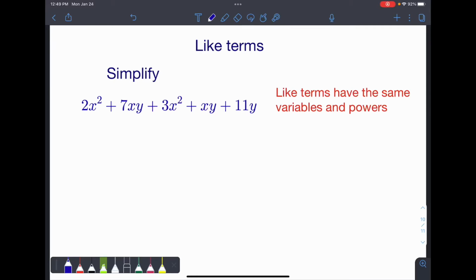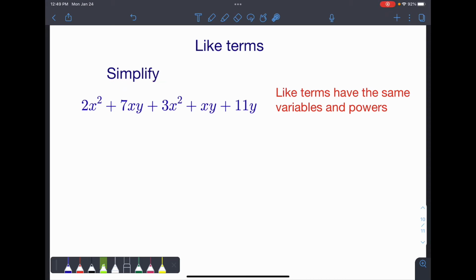All right, let's talk about like terms. And usually we see this in a polynomial, but it doesn't have to be a polynomial. But let's look at this expression right here. And we're asked to simplify it.